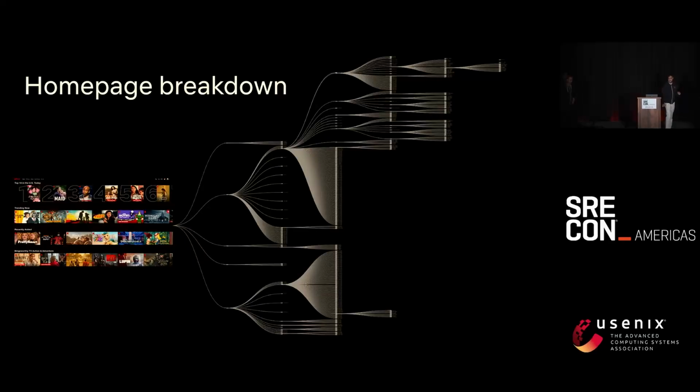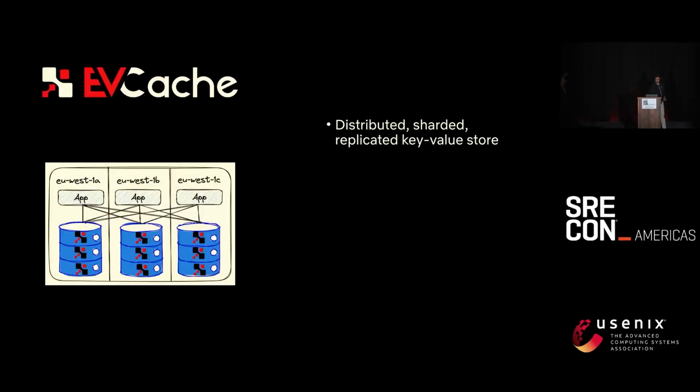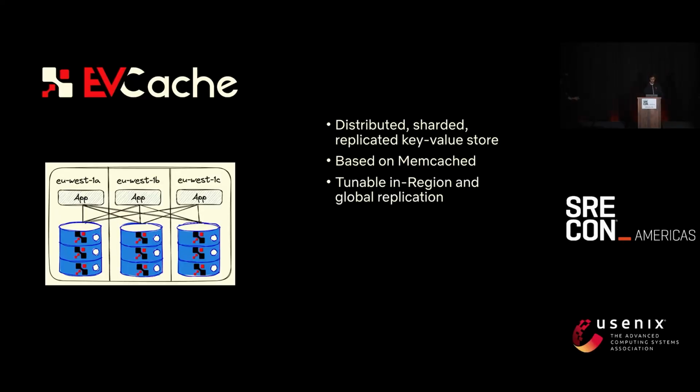So what exactly is EVCache? EVCache is a distributed, sharded, and replicated key-value store. It's written in-house on top of memcached. On the left, you see a very simple deployment showing a single region setup where the apps can be present in each single availability zone. By default, we prefer local zone calls, but in the case of fallbacks, apps can go cross-zone as well. EVCache has tunable in-region and global replication. By this, we mean we can replicate the data across one or more availability zones. We can also go cross-region as well.